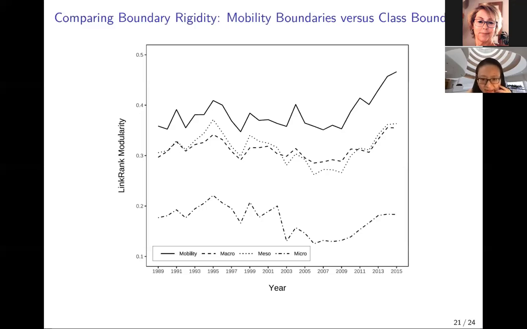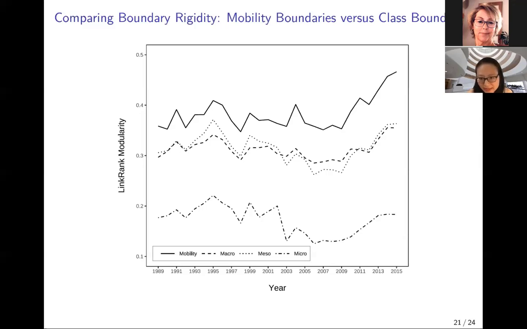It's also interesting that if you look at the modularity, micro classes, the most detailed classes, have the lowest modularity. At the micro occupation level, the smaller clusters are not that distinct, so there is a lot of between micro class mobility. That is what you see at the lowest level. The macro class and meso class are in between, so they are doing a pretty good job of separating clusters of mobility, although probably not as good as the mobility boundaries that we're using.